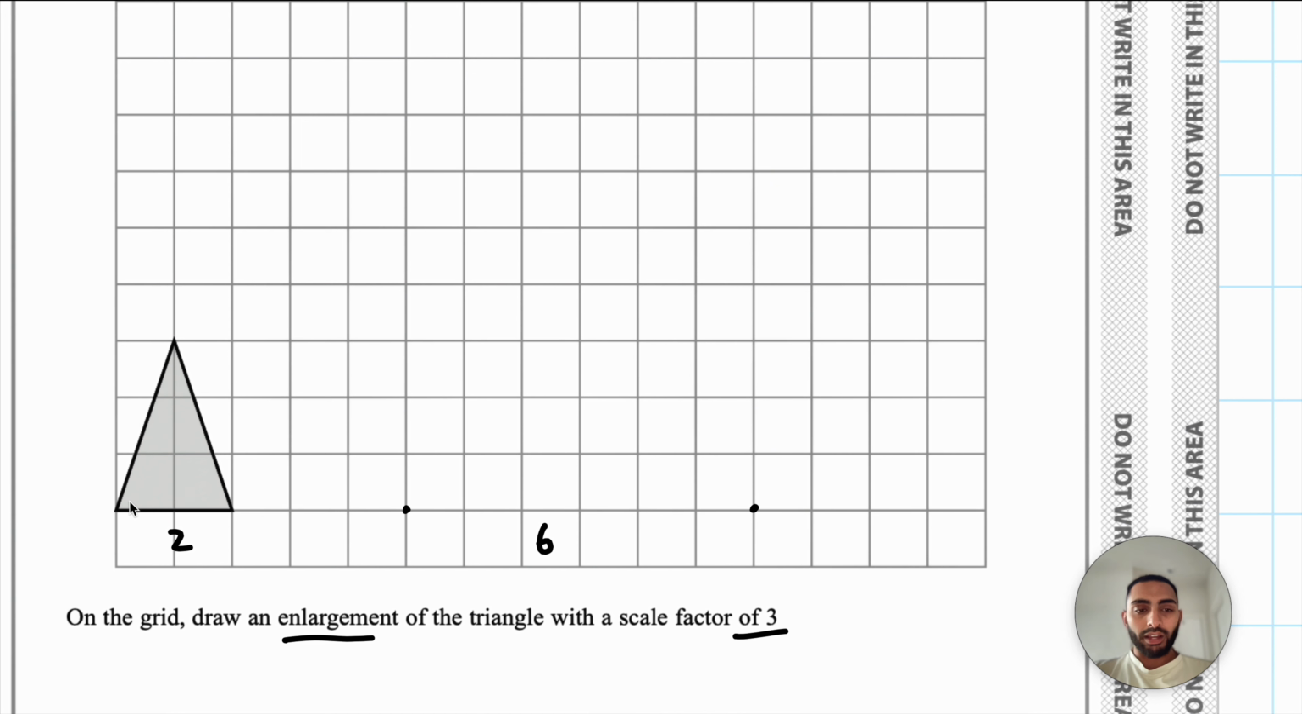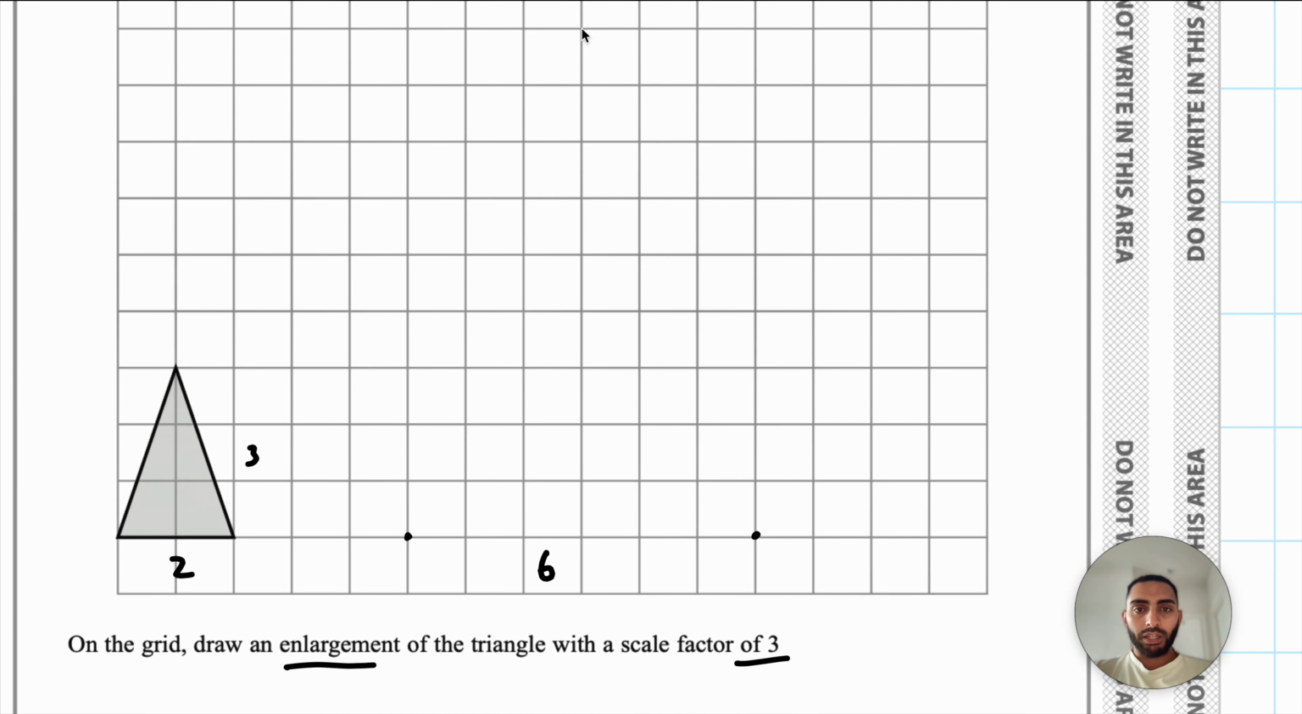And then I'm going to look at that height. I'd rather look at the height than these diagonal lines because it'll just be a little bit easier. So that height is 3. So I need to multiply that by 3 as well, and it's going to be a height of 9. So if I look at the middle, over here, I'm going to count up 9, 1, 2, 3, 4, 5, 6, 7, 8. 9 would be here. I just need to connect all of those up.